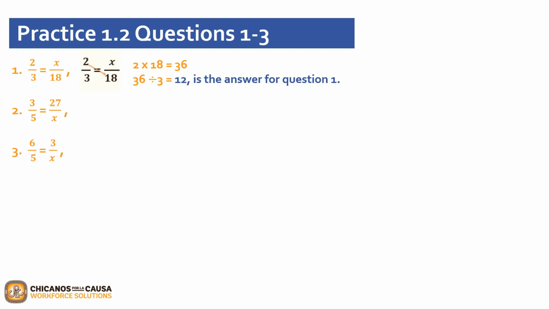Our second question says, 3 over 5 equals 27 over x. To solve question 2, we'll do the same process as we did in question 1, with first cross multiplying 5 times 27. 5 times 27 equals 135. Therefore, we will divide our result, 135, by the remaining term 3 to find the value of x. This will give us our answer of 45.